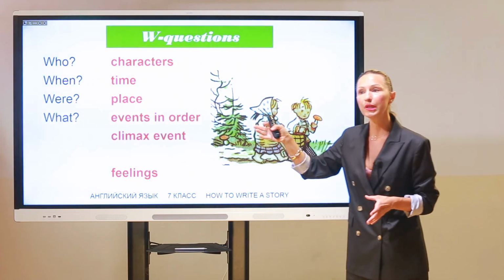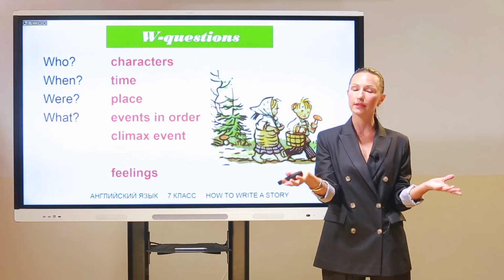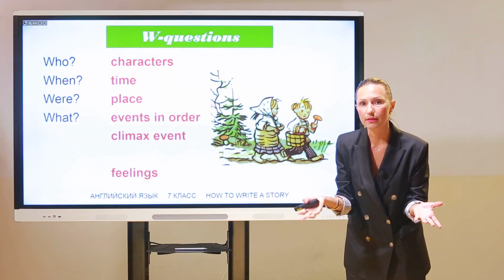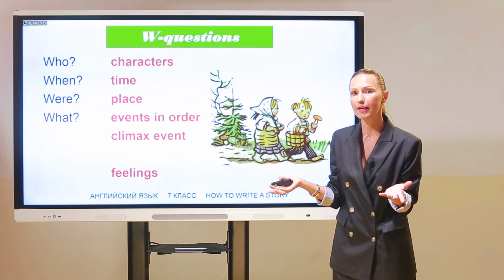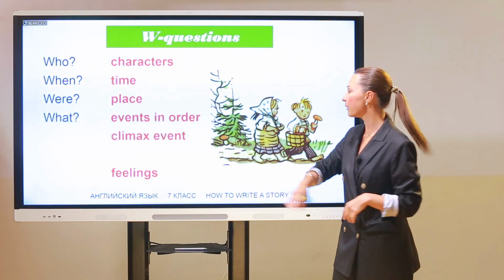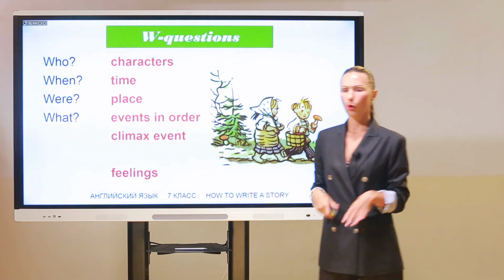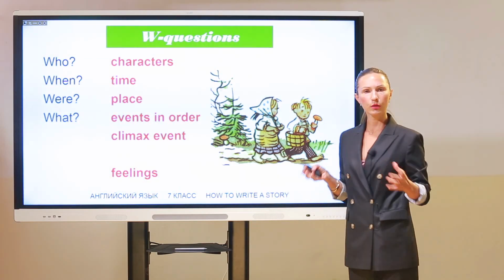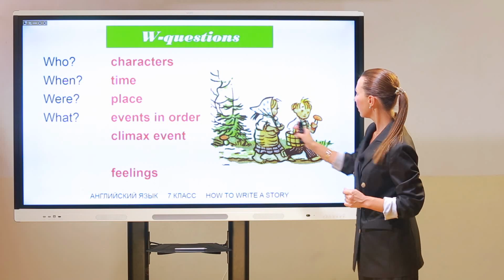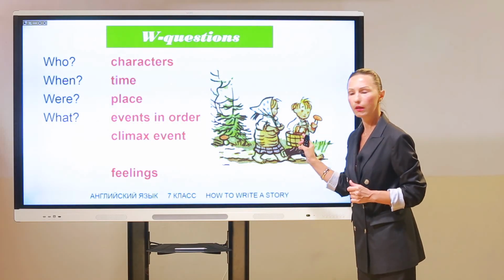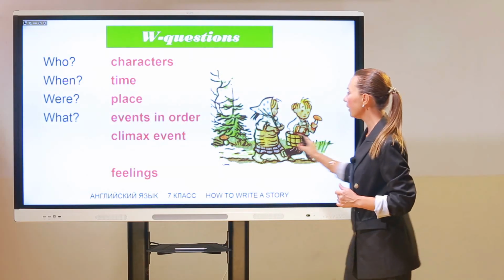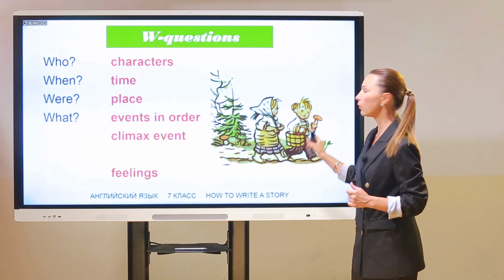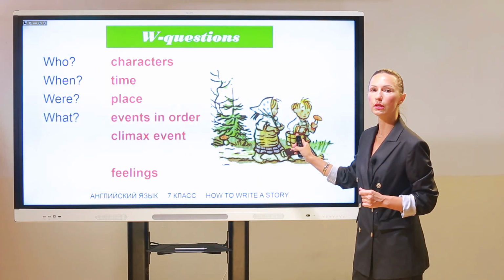Who do you see in the picture? When did it happen? Where? And what happened? Okay, guys? And don't forget about feelings. So, for example, the first picture. Who do you see? Who are they? Where are they? What are they doing, guys? Try to answer all these questions.